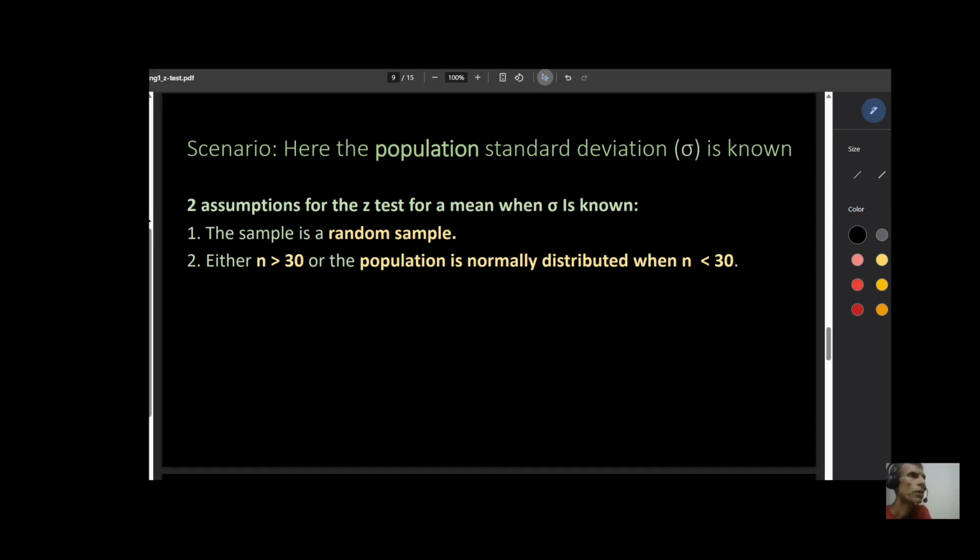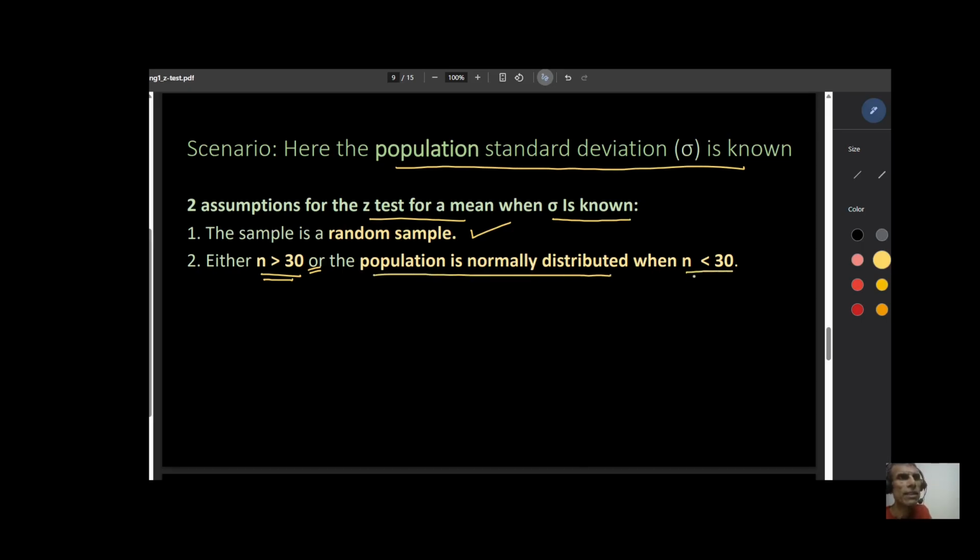So the scenario we are going to be working with now is that the population standard deviation is known to us. There are two assumptions for the z-test for a mean when your population standard deviation is known. First, your sample is random. Number two, the size of your sample is more than 30, or the population is normally distributed when your sample size is less than 30. So these are the two assumptions we make.